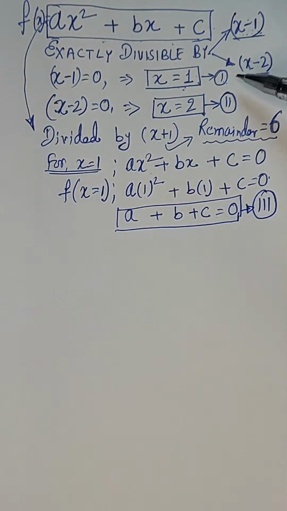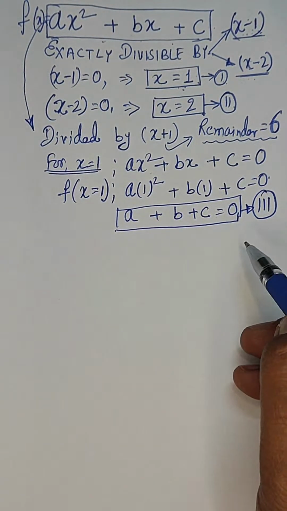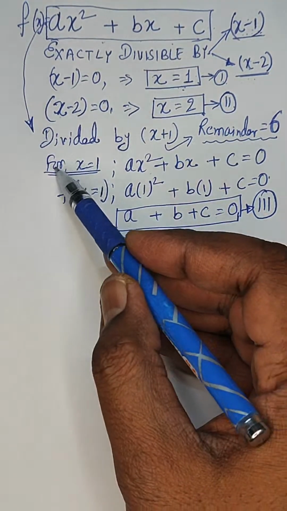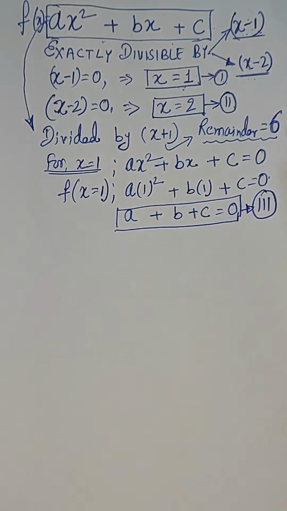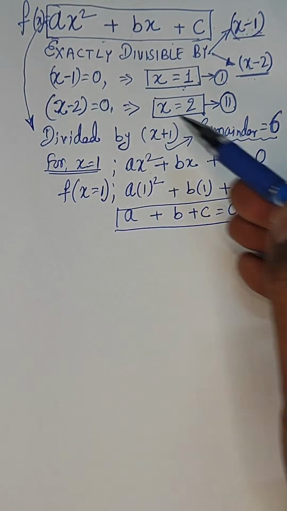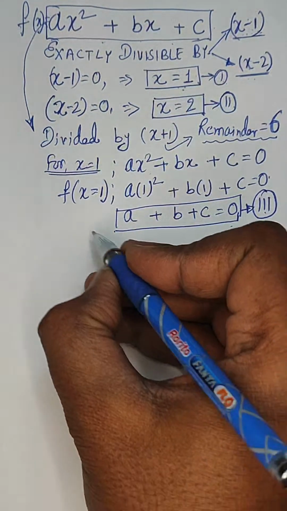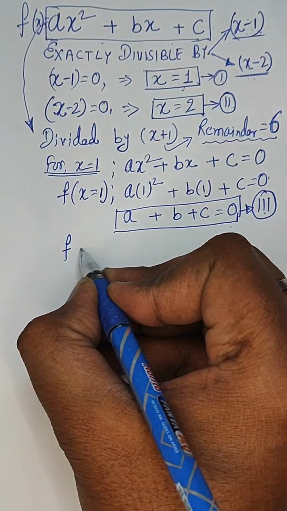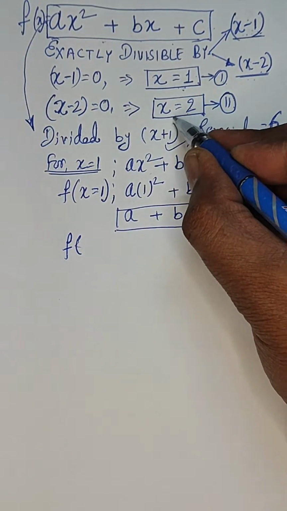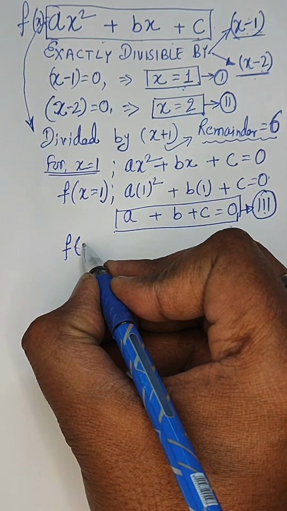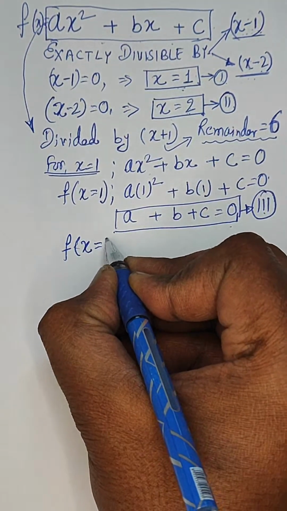We have already two equations, 1 and 2. Now for x equal to 1, the function of x converted into this will give you equation number 3. Now for x equal to 2, because x minus 2 is also a factor, this will give you f of 2.